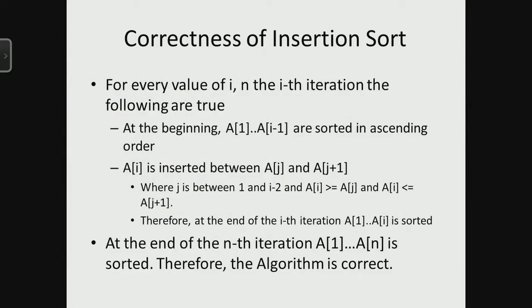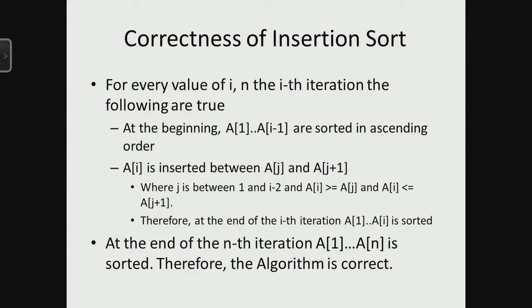We observe that at the end of the ith iteration, the elements a of 1 to a of I are sorted in ascending order. We prove this by induction on the value of I. Observe that when I is equal to 1, which is the base case, the array just containing a of 1 is just in sorted order. So, let us assume that a of 1 to a of I minus 1 are sorted in ascending order, and let us complete the induction step.